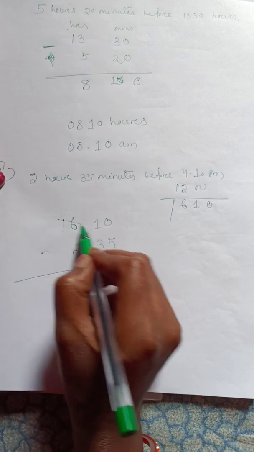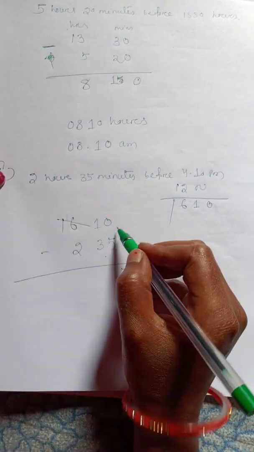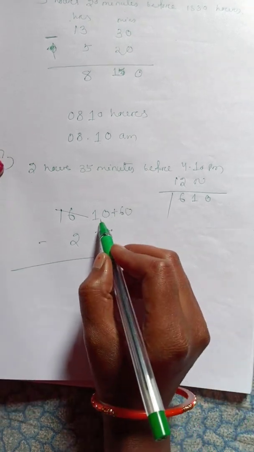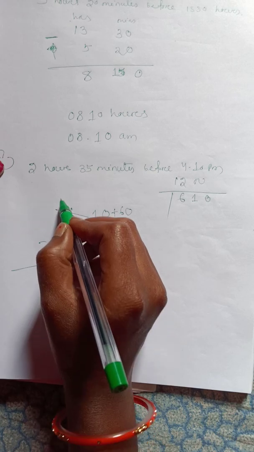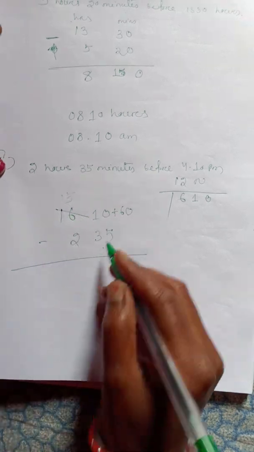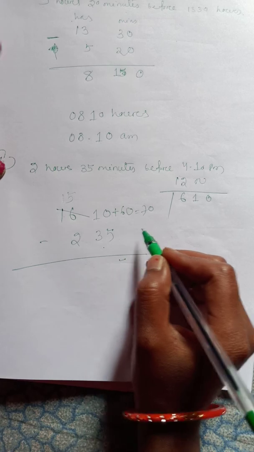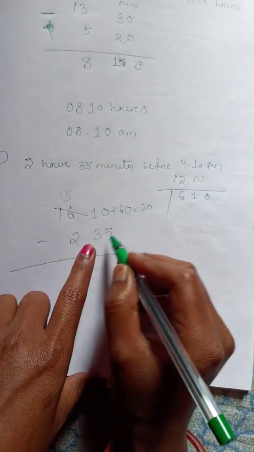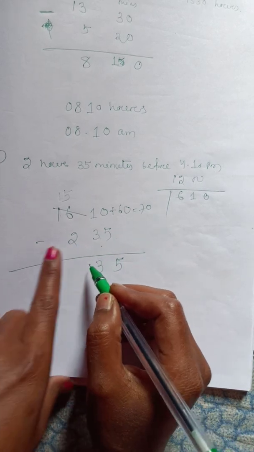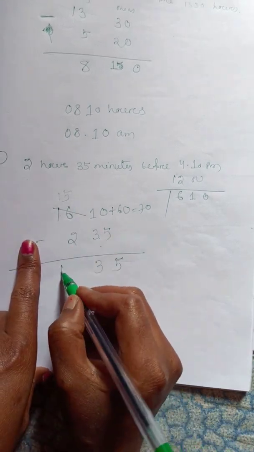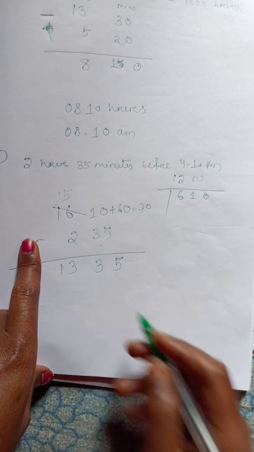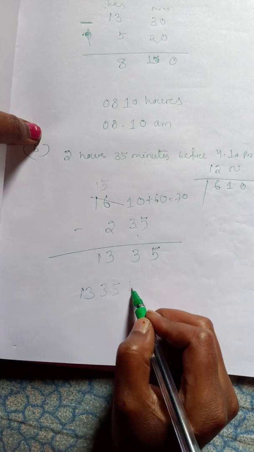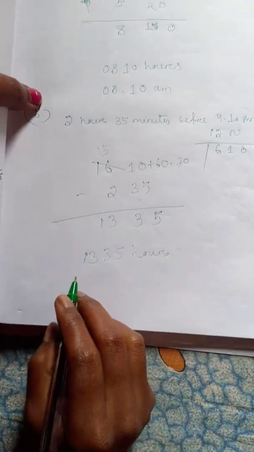So we borrow 1 hour, that means 60 minutes. Then add with 10, and 15 hours left, the minutes are equal to 70. Now subtract. 70 minus 35: 10 minus 5 is equal to 5, 6 minus 3 is equal to 3. 15 minus 2 is equal to 13. So your answer is 1335 hours in 24-hour clock time.